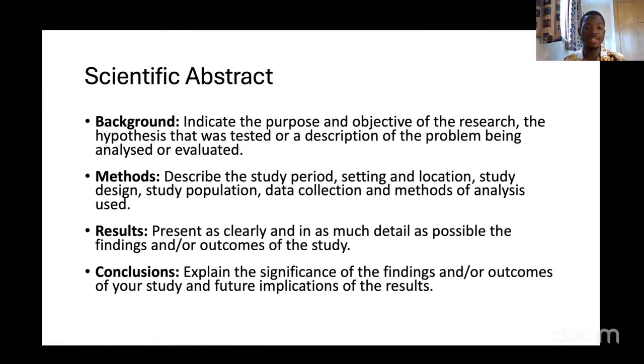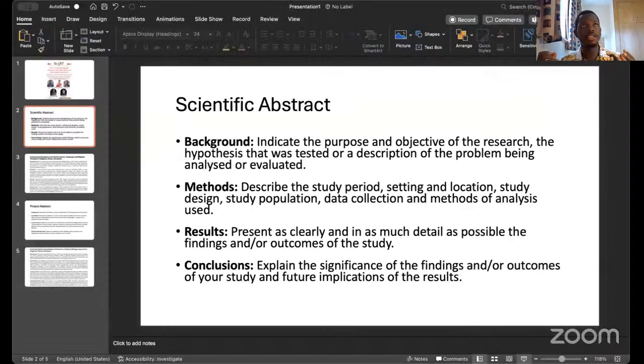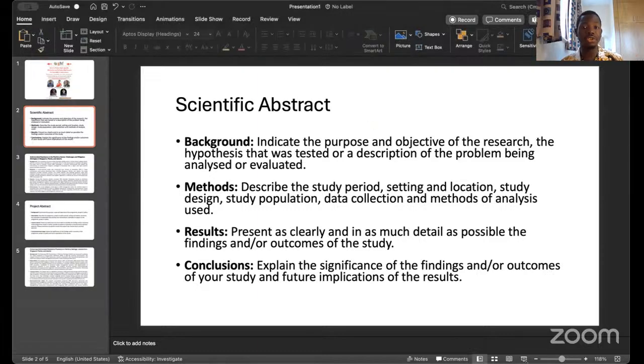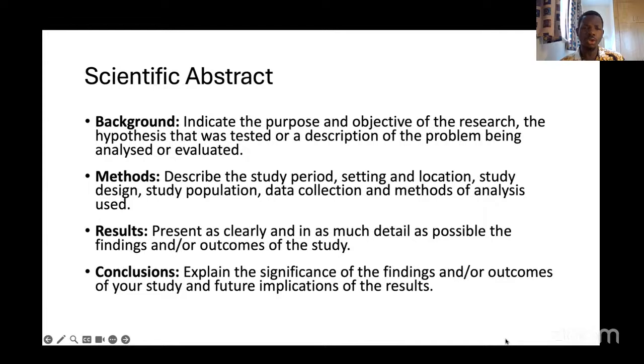When writing an abstract, or when writing research generally, I usually advise people to picture it like an hourglass, how the hourglass is shaped. So from your background, you have a broad discussion about what you are working on, and then streamline it to the specific thing you want to address. And for your methods, you also try as much as possible to go straight to the point in terms of your study design, the setting and location you are looking at, also the kind of population, and what method of data collection you used.